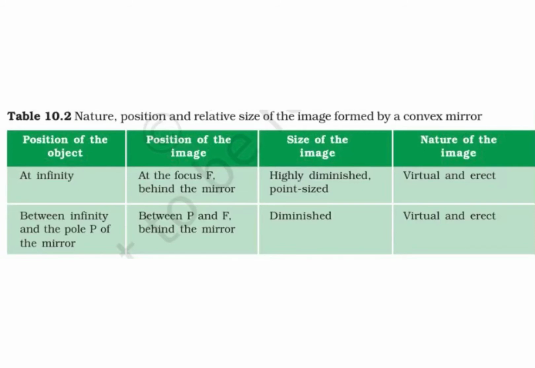Second case is between P and infinity, that is you can keep your object anywhere between pole and infinity. The position of the image will be same, that is it will be obtained anywhere between P and F of the mirror, which will be behind the mirror. Size will be diminished and image will be virtual and erect.